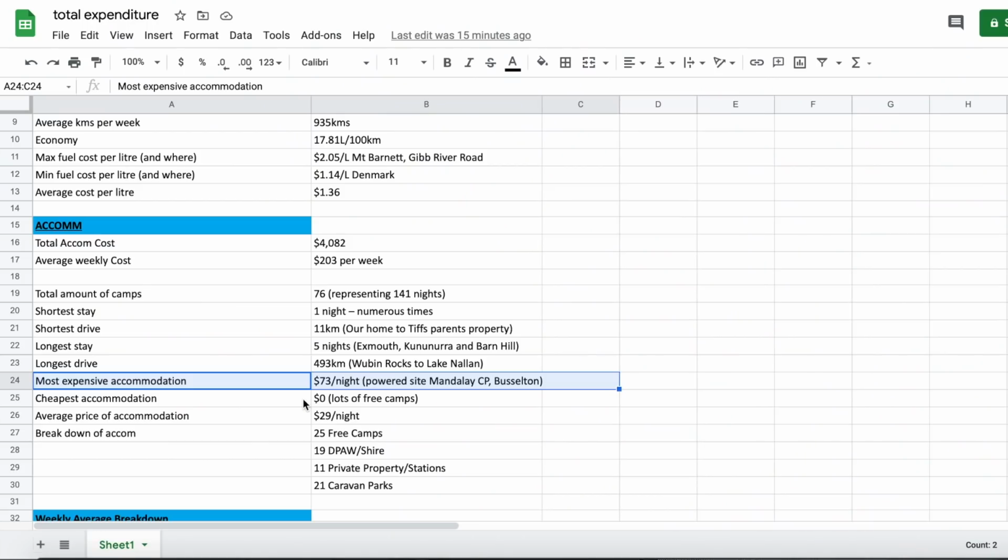So cheapest accommodation, $0. That's lots of the free camps that we did. I've then worked out that the average price of accommodation was roughly $29 a night.